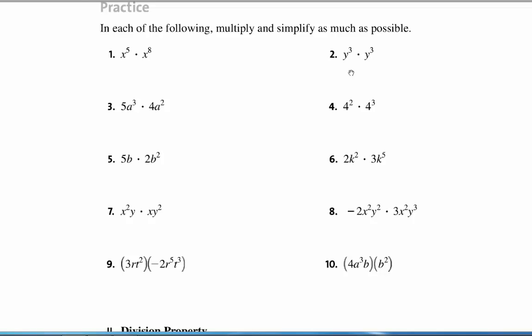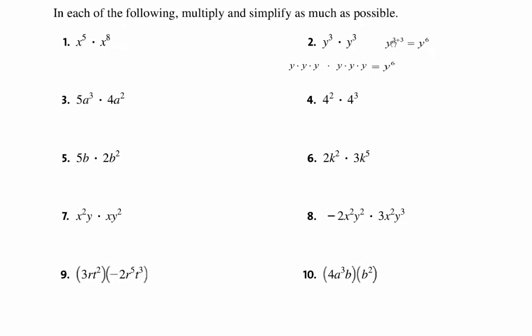So problem 2, we have y cubed times y cubed. So we can think of that as y times y times y times y times y times y. Right? We have 6 y's, so our answer is going to be y to the 6th. We can also think of this as, using our property, we add the exponents, right? Since we have the same base, which is y, we just add the exponents. So you can see that 3 plus 3 gives me 6, and I'm left with y to the 6th. And that's my final answer.